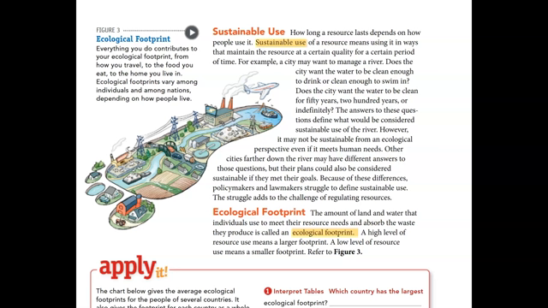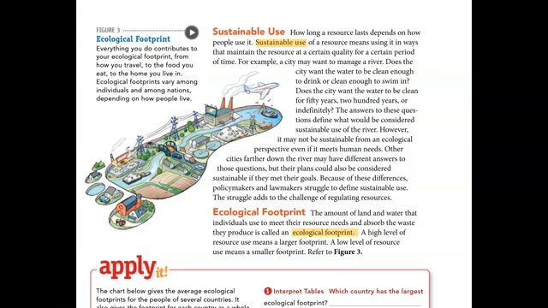However, it may not be sustainable from an ecological perspective, even if it meets human needs. Other cities farther down the river may have different answers to those questions, but their plans could also be considered sustainable if they met their goals. Because of the differences, policymakers and lawmakers struggle to define sustainable use. The struggle adds to the challenge of regulating resources.